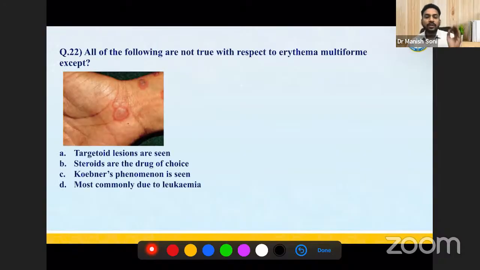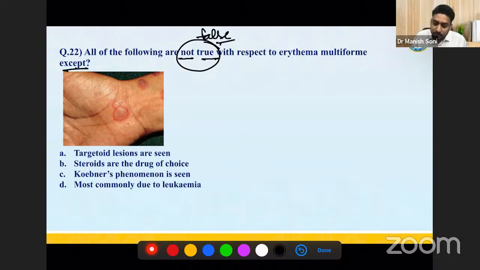Now, all of the following are not true with respect to erythema multiforme except. So again, see, not true except. Okay, so this is very confusing in the exam. Not true means false, and false and except means they are asking true. So not and except will get removed, and they are asking the true statement. So don't get confused when not and except is written.